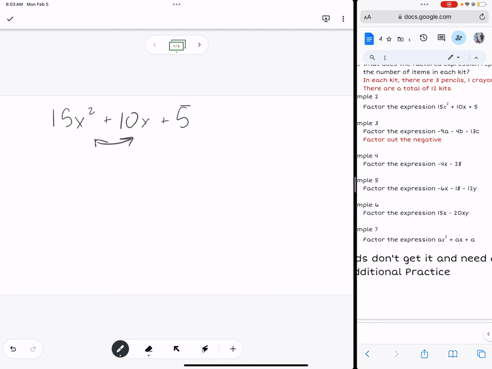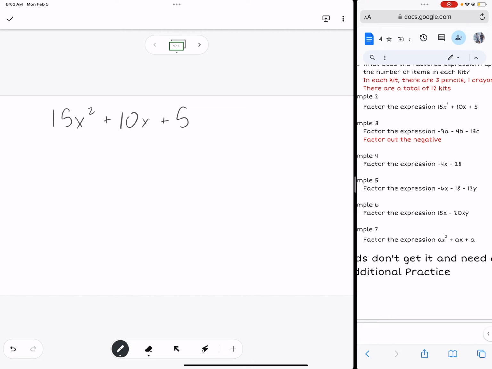We're still able to factor them, even though we have different types of terms. These right here, are they considered like terms? No, they're not. If you were to rewrite this, it would technically be 15x times x plus 10x plus 5. You would just put squared, but that's what it is.